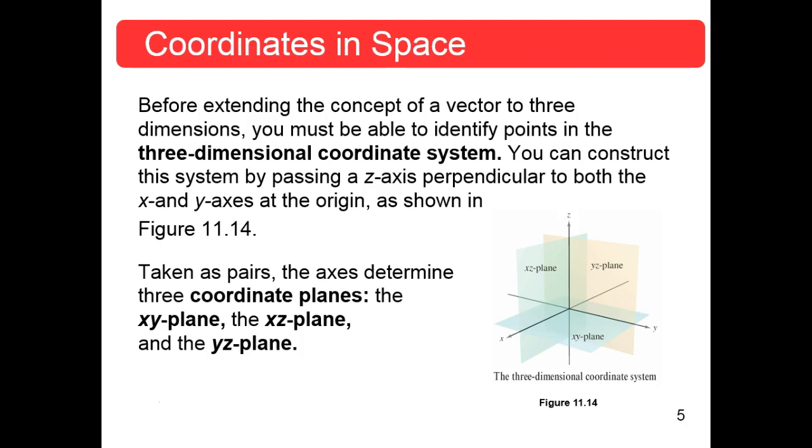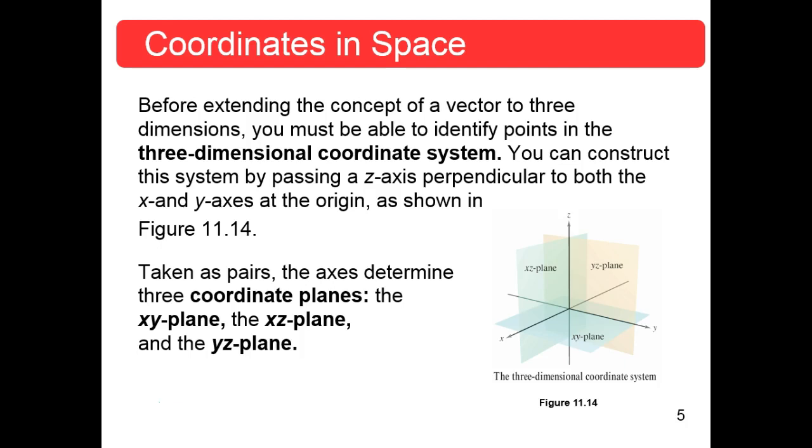But before extending the concept of vector in three dimensions, you must be able to identify points in a three-dimensional coordinate system. That's fine. You can construct this system by passing a z-axis perpendicular to both the x and y-axis at the origin, as shown here.